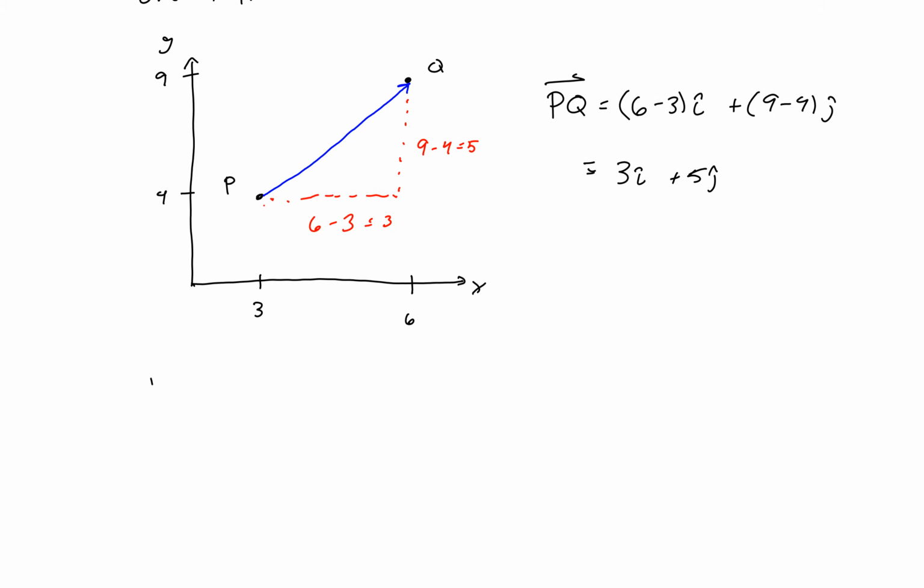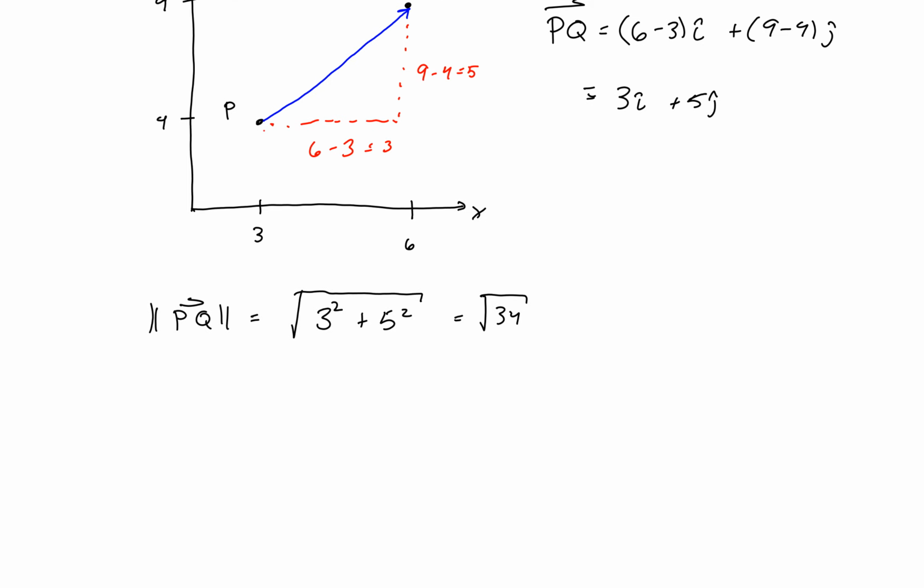And now to find the unit vector, I need to figure out what the length of PQ is. So this is the square root of 3 squared plus 5 squared, which is the square root of 34. And so my unit vector in this direction is the vector PQ divided by its length, because when we divide by the length, the length of the new vector will be 1. So this is just (3i plus 5j) over the square root of 34. And that gives me my unit vector.